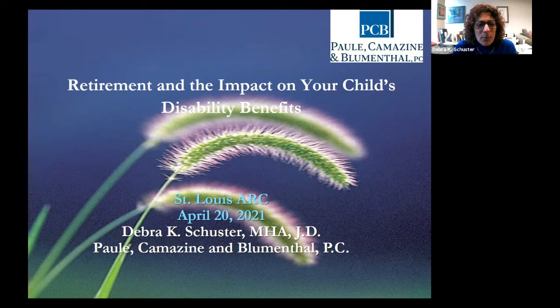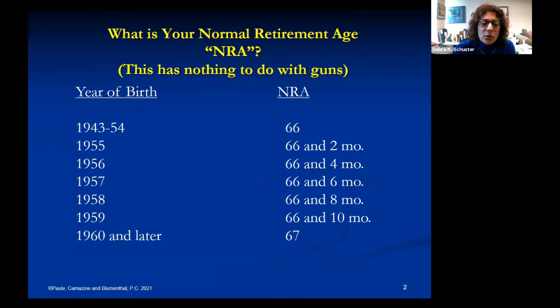So let's talk about retirement and its impact on your child's disability benefits. What do we talk about when we're talking about normal retirement age? Believe it or not, most people think the normal retirement age is 65. For some professions, it's 70.